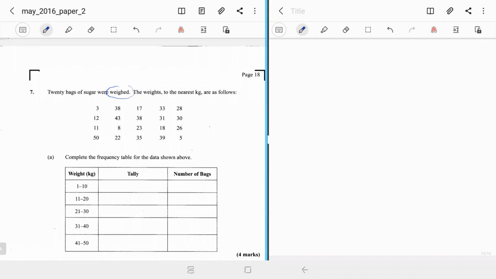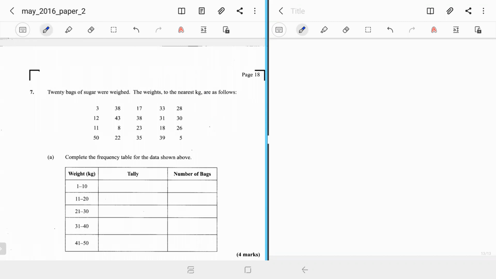That's what we have to bear in mind, because it is measurement data. They are weighed, so it's measurement data, and measurement data is continuous data. Even though these are all whole numbers, it's because they are giving it to the nearest whole number. If something measures, for example, 24.5 kilograms, then that will be recorded down here as 26 kilograms.